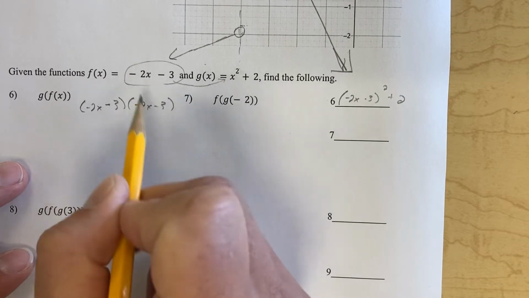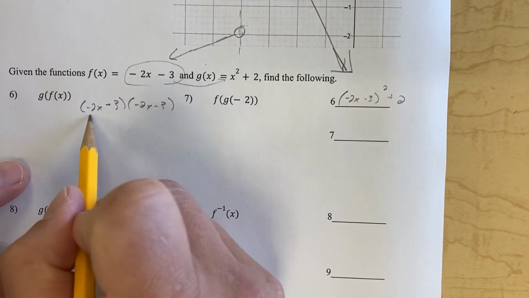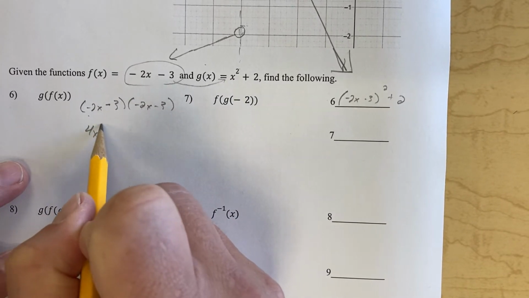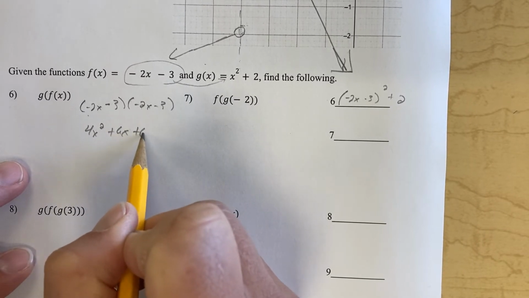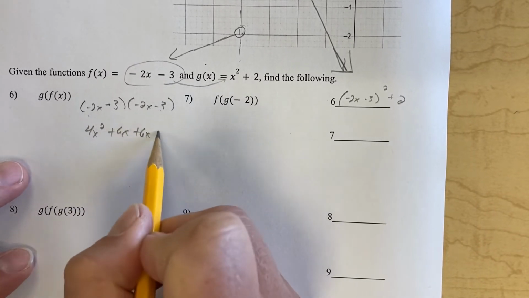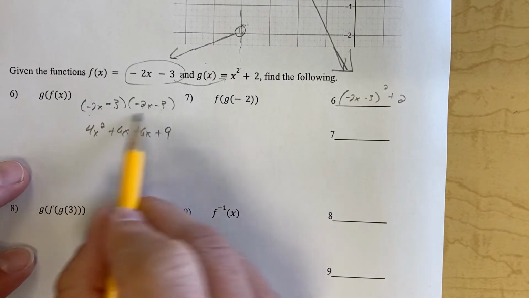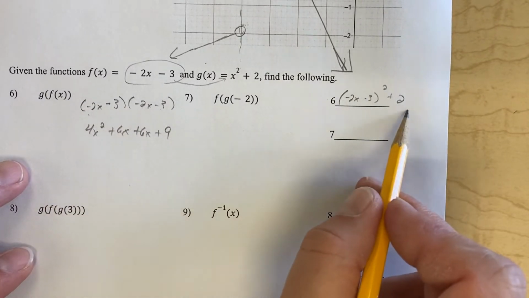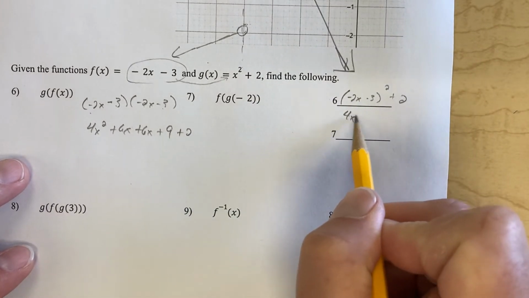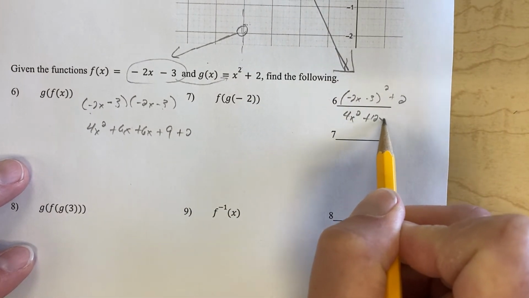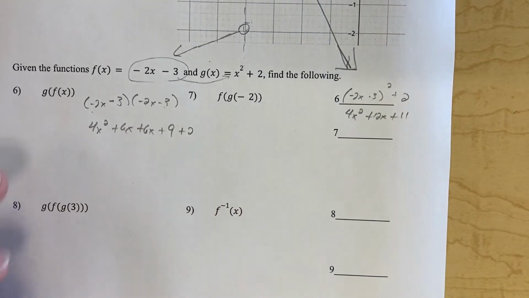So don't distribute the squared, multiply it out. -2x times -2x is 4x squared. You're going to get a positive 6x, another positive 6x, and then -3 times -3 would be 9. That's what this squared equals. We're adding 2 to the end of it. So if you wanted to expand it out and combine, you could also write it like that. Either one of those is correct.